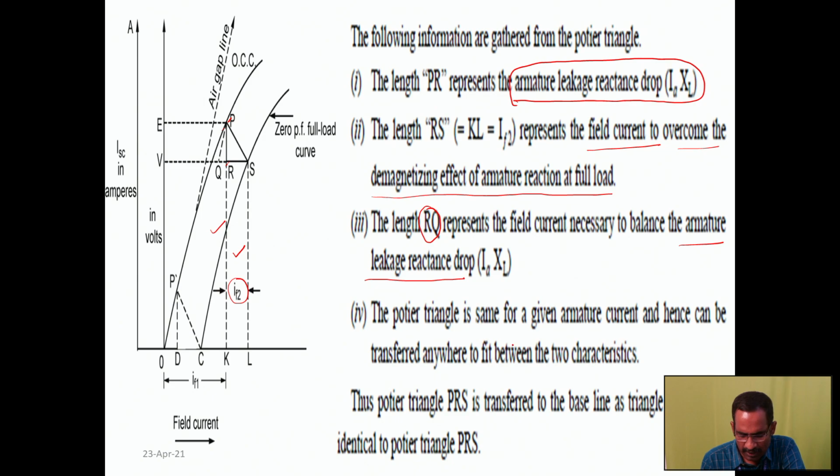So the Portier triangle is the same for the given armature current, and hence it can be transferred anywhere to fit between the two characteristics. You can draw this Portier triangle here, or here, or anywhere else. So from this Portier triangle, we can calculate the voltage regulation. So how will we be calculating the voltage regulation?